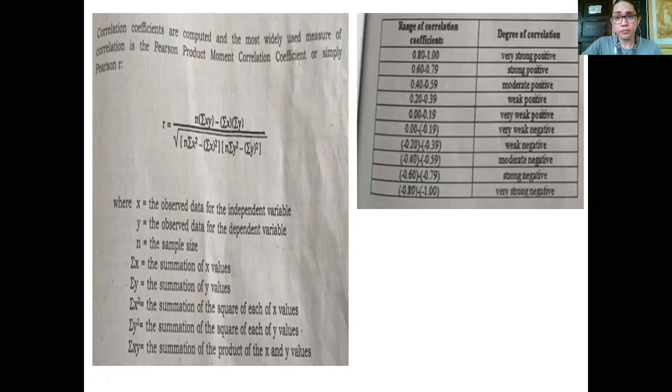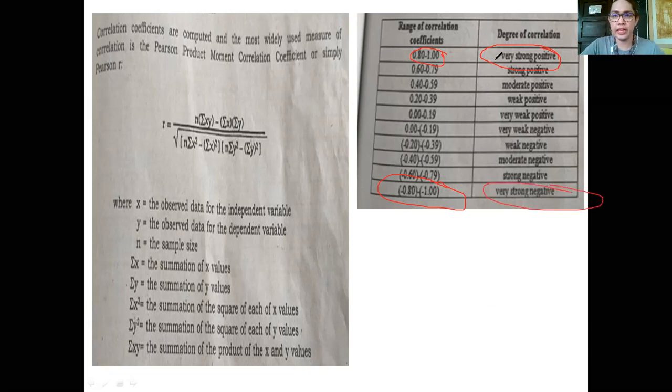So this is the table used to describe the result of your R, or your correlation coefficient. Again, the R will determine the relationship of your X and Y. So based on the table, if the range of the correlation coefficient is from 0.80 to 1.00, remember 1.00? The interpretation of that is there is a very strong positive relationship between your x and y. But if you have negative 0.8 to negative 1.00, the implication of that in research, or under correlation, is that it has a very strong negative relationship.